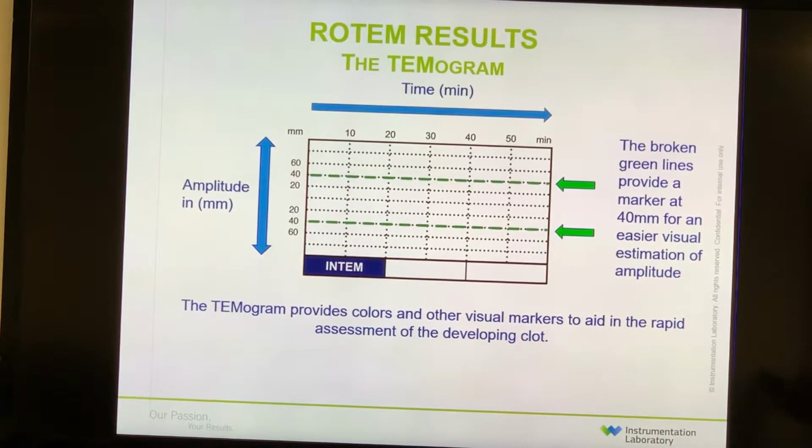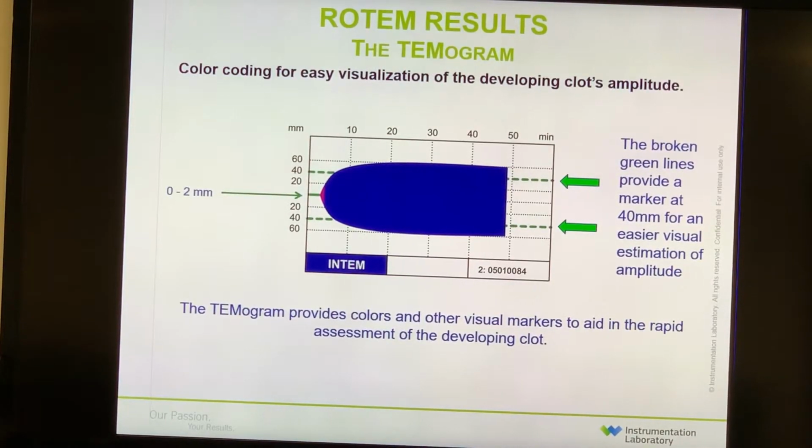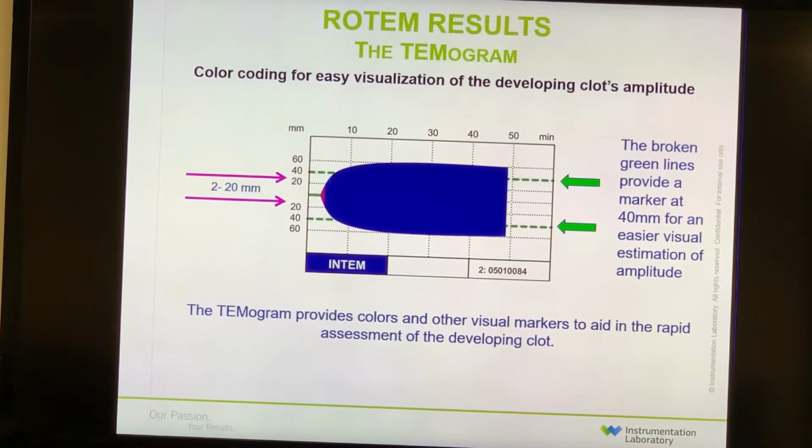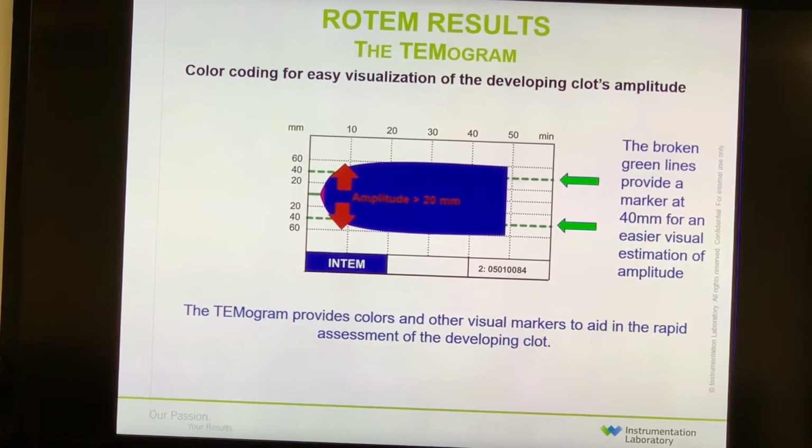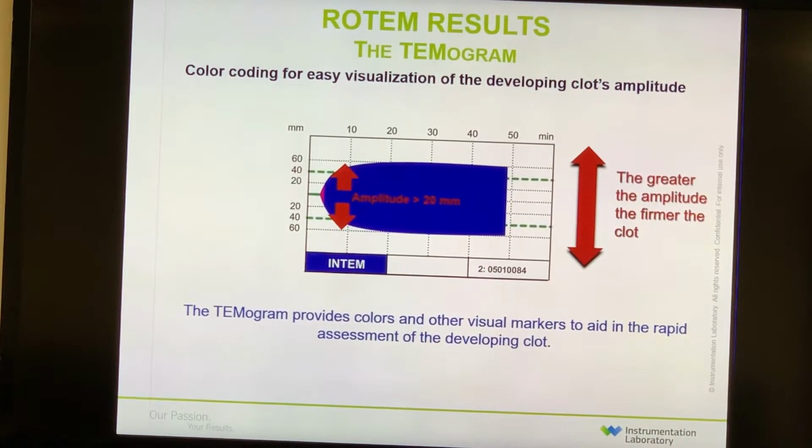There's a reference at 40 millimeters of amplitude, a dotted green line, as a reference point, and that's more or less derived from the literature out there. 0 to 2 millimeters, it's going to turn green. 2 to 20, it'll turn purple, and anything over 20, it's going to turn blue. So this is just for ease of visualization, so you can be across the room and say blue's overlapping the dotted green line, so it looks like we have a nice strong clot.